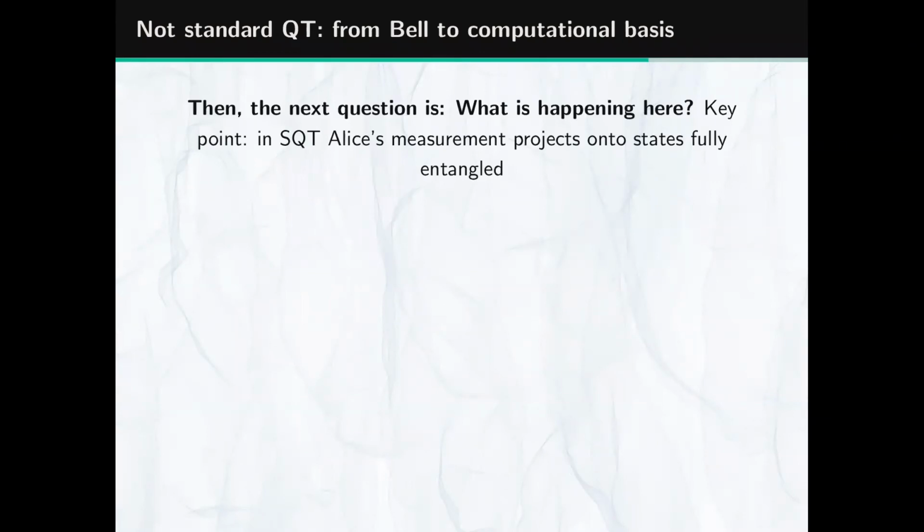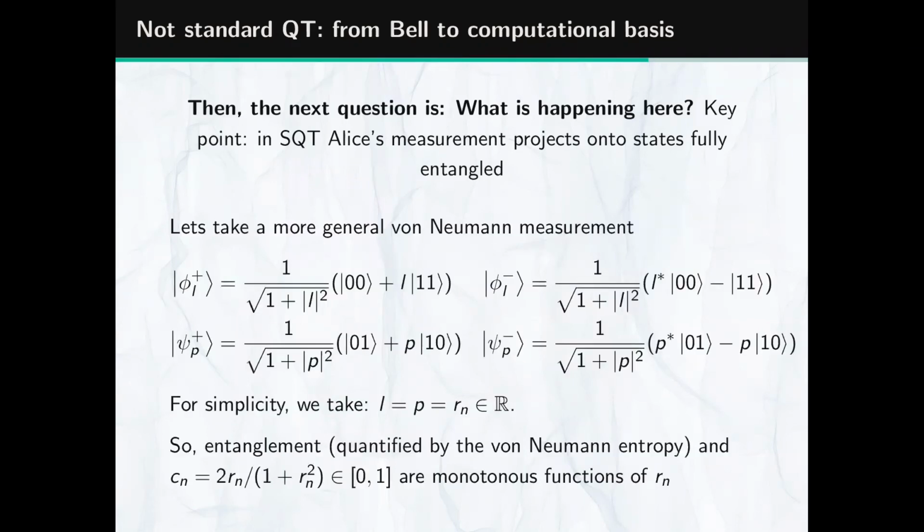There is a key point: Alice's measurement, the characteristic measurement of the standard quantum teleportation protocol, projects onto states that are fully entangled. What happens if we change that measurement? Then we take a more general set of states given by two numbers, L and P. These four states depend on two complex numbers, L and P.